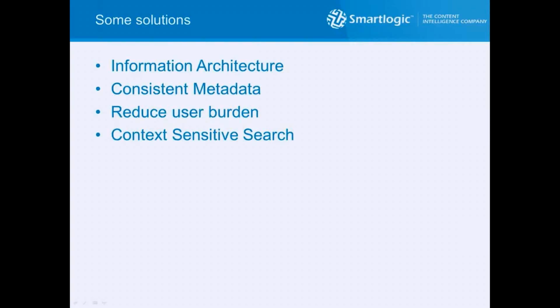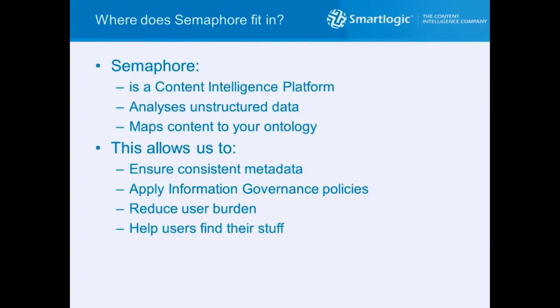So we've seen the problems, and we've touched on some of the solutions. Where does Semaphore come in? Well, firstly, let me explain what Semaphore is. Semaphore is a content intelligence platform. So what does that mean? Well, here's how it works. You tell Semaphore what's important to your organization. Your products, your market segments, your organizational structure, pretty much anything.